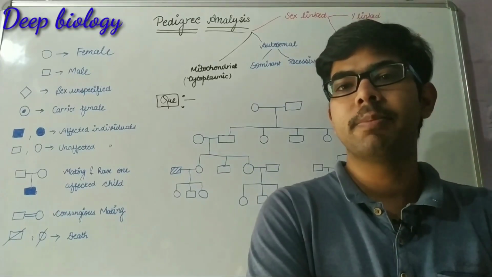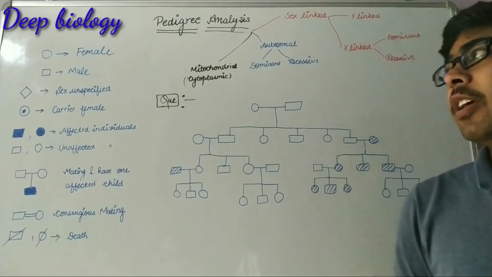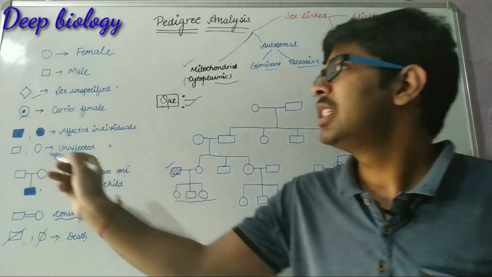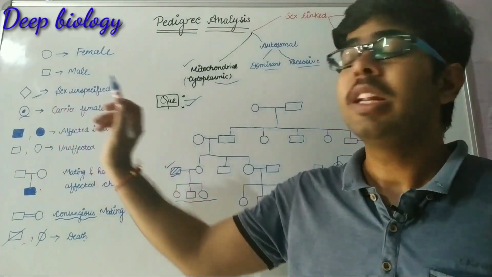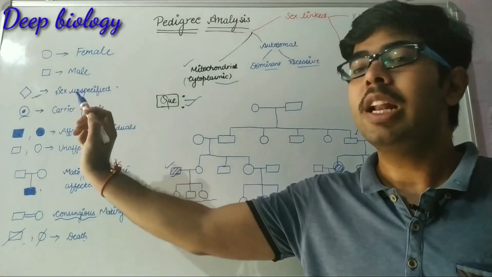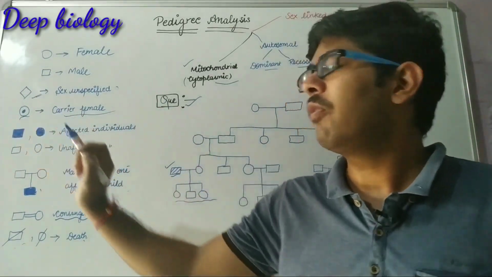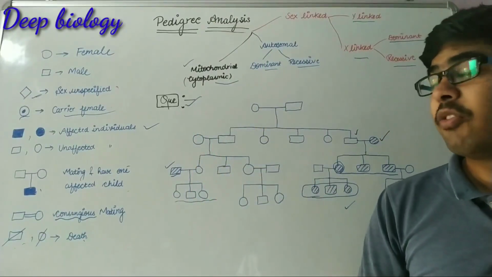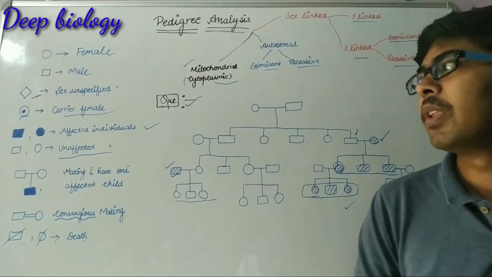Today we will discuss pedigree analysis. First of all, we will discuss some symbols related to pedigree: a circle indicates female, a square indicates male, and this symbol depicts that the sex is unspecified. When a dot is given in the circle, this indicates that the female is a carrier, and when the circle and square are filled, then they are affected individuals, but when they are not filled, then they are unaffected individuals.